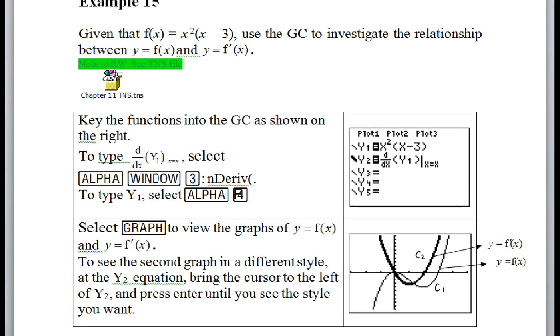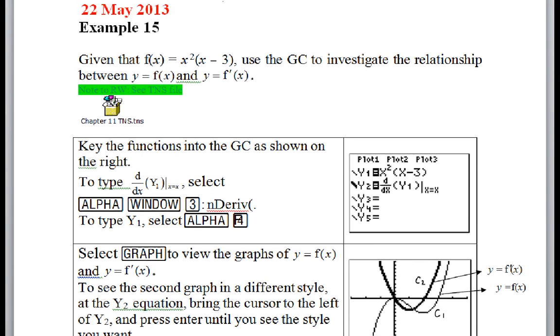Example 15. Now, just take note that you can actually sketch the derivative graph, which is f prime x, by entering this on your GC. Okay? You want to try now, go ahead and do it. You can actually get it out. But this function, can I have attention?